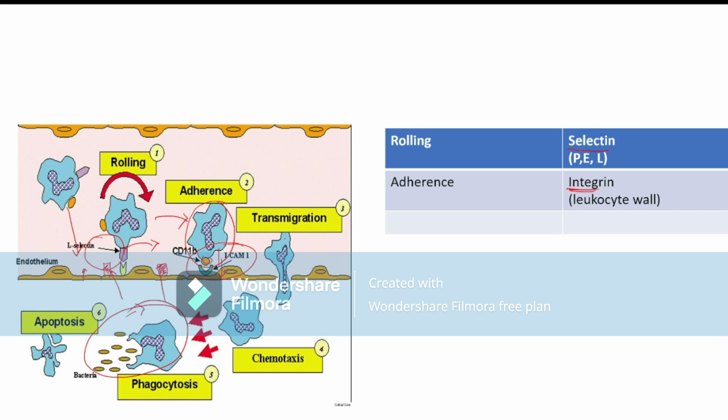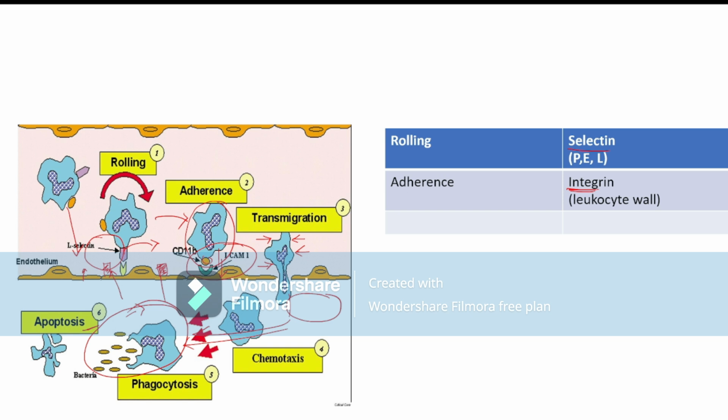And after that there is transmigration. That means when the neutrophil gets stimulated by the cytokines, the cytokines make the neutrophil transmigrate, that is, come across the endothelium and enter the extracellular space, and then there is chemotaxis by the cytokines, and then the neutrophil enters the infectious site and causes apoptosis and kills the bacteria. So this is the normal pathway by which neutrophils kill bacteria.